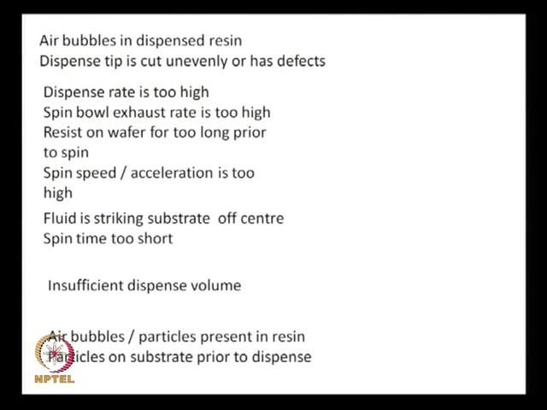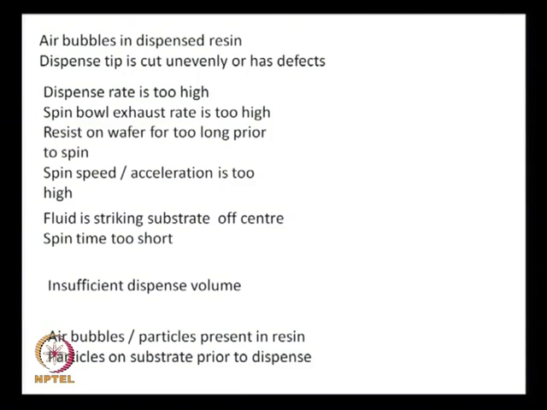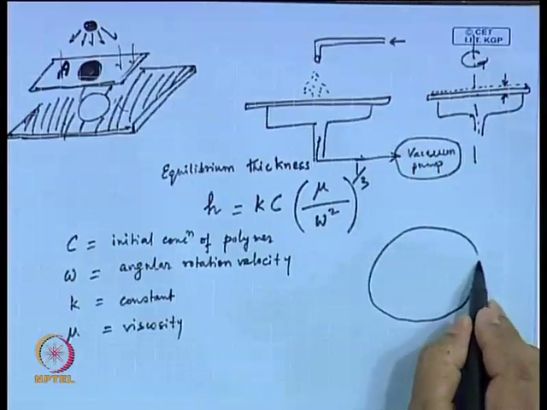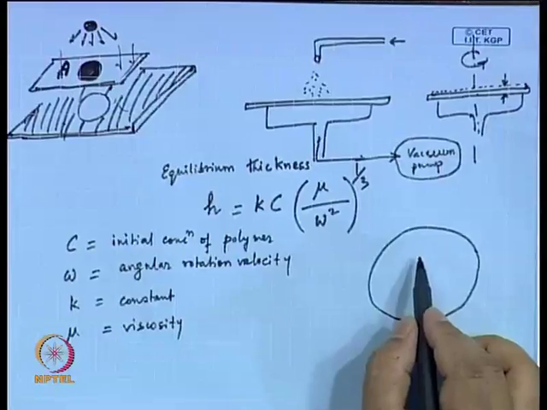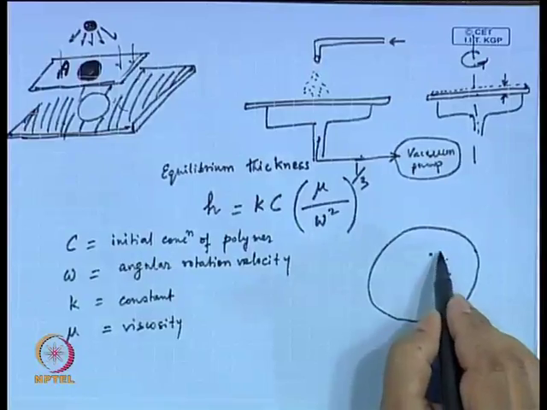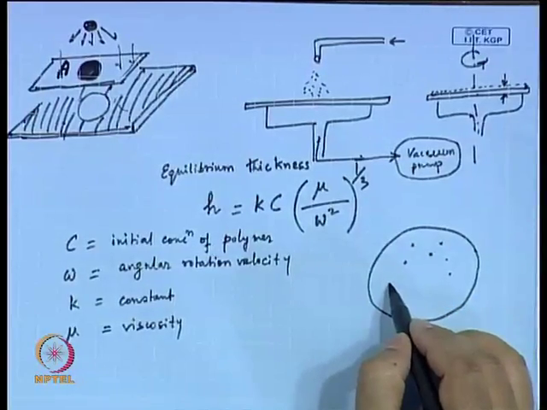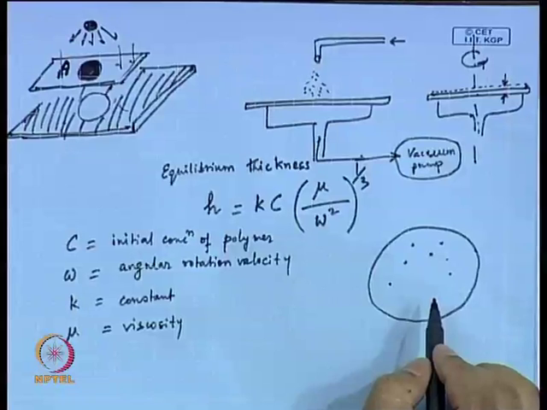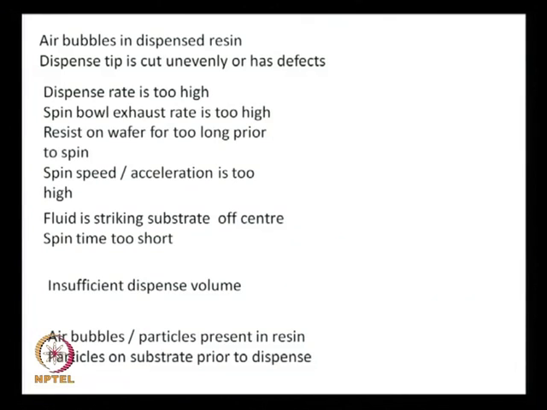Now, there are various reasons because of which the spinning process can get into trouble. One is that air bubbles can come in the dispensed resin if the dispense tip is cut unevenly or has defects. Air bubble means if this is the wafer, and you are expecting a uniform coating everywhere, what you end up with is having small bubbles here and there inside the coating. So, the person who is running this has to be careful.